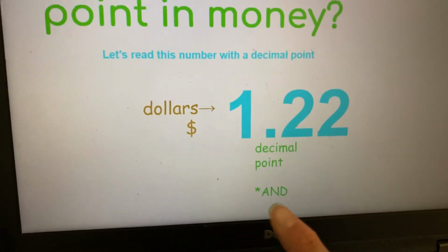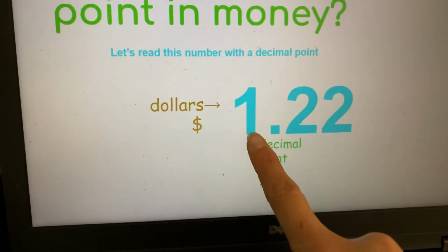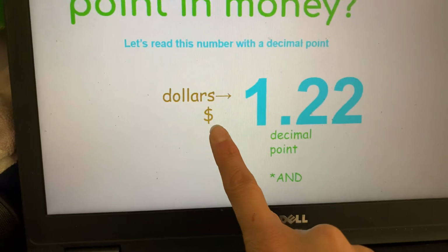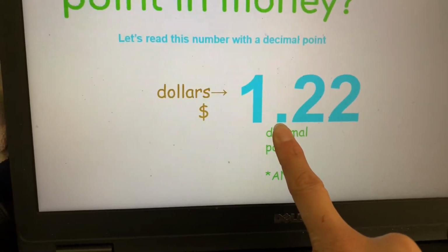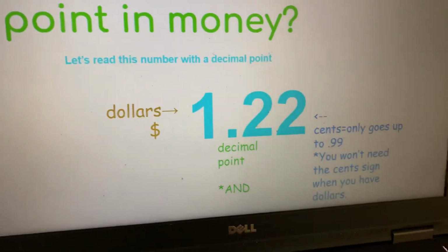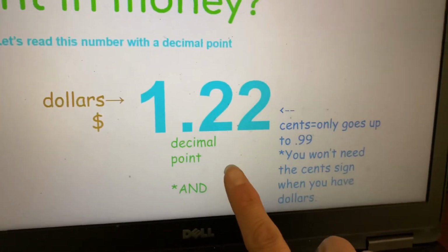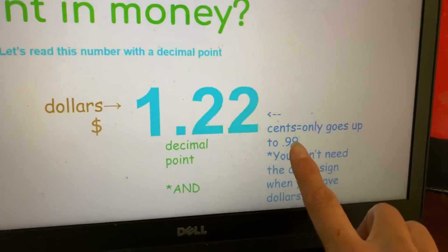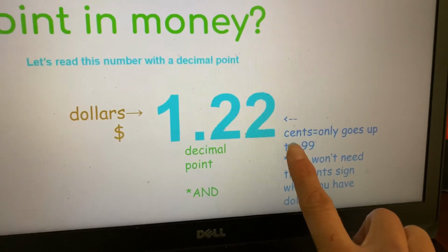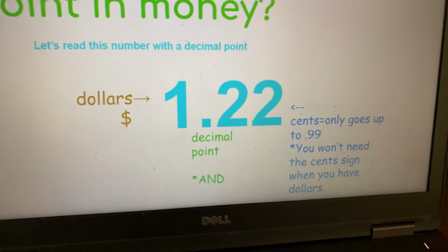Next, we see our decimal point. And in this case, because we have dollars here, we're going to say and. We're not going to say $1 decimal point. We're going to say $1 and... There's our dollar sign. And what's over here? 22 what? 22 cents. This 22 over here is our cents, and it only goes up to 99. Remember, on this side, our right side of the decimal point, we're only going to go up to 99 because once we get to 100, we now have a dollar.